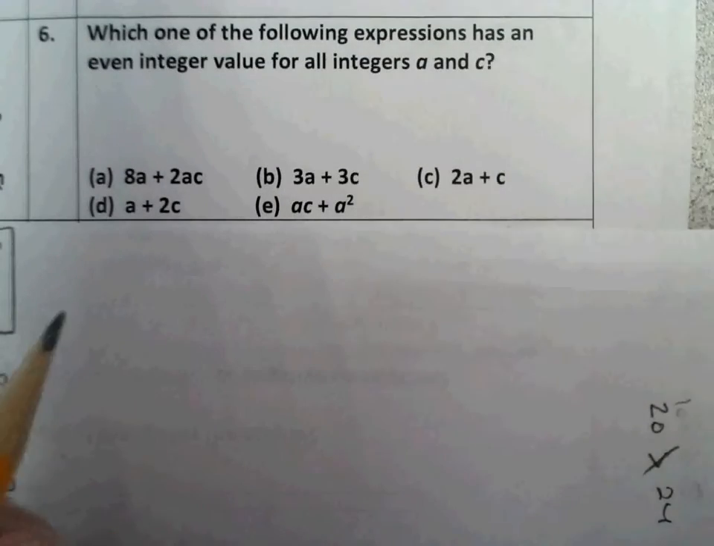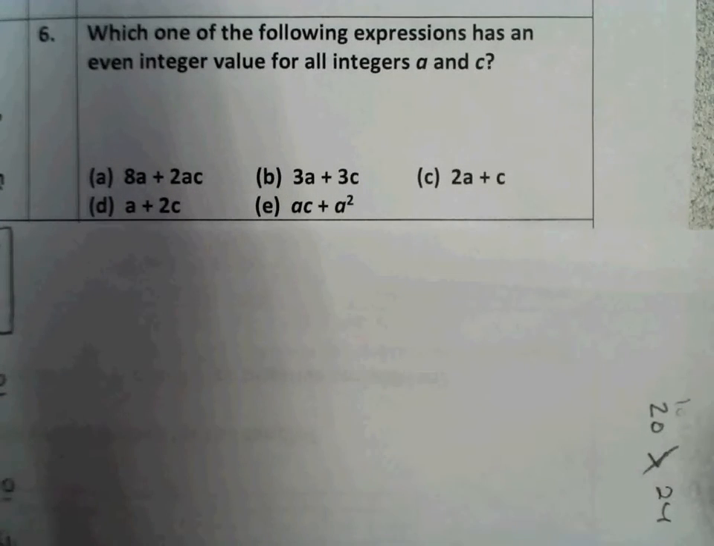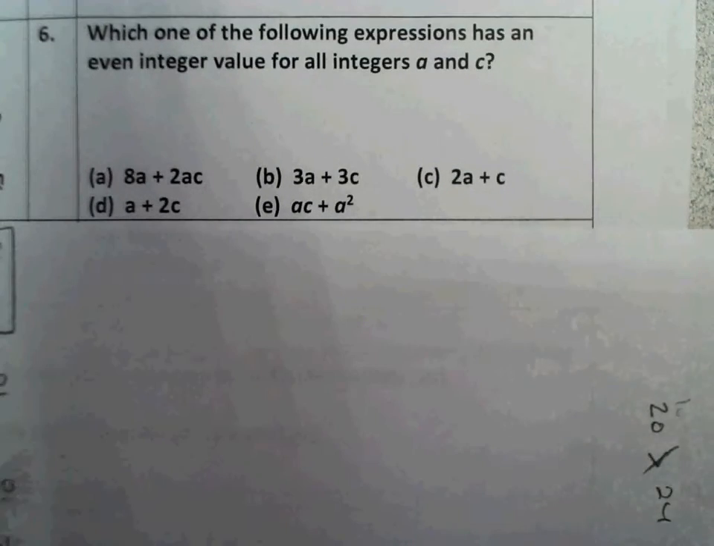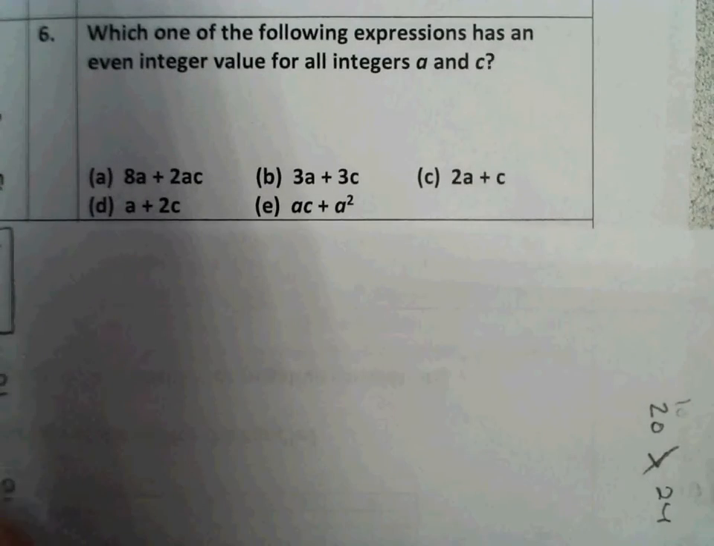Okay, which one of the following expressions has an even integer value for all integers a and c? Okay, now one thing that you can count on with even integers, which is going to help you in this problem, is if you multiply an even number by anything, it will still be even.